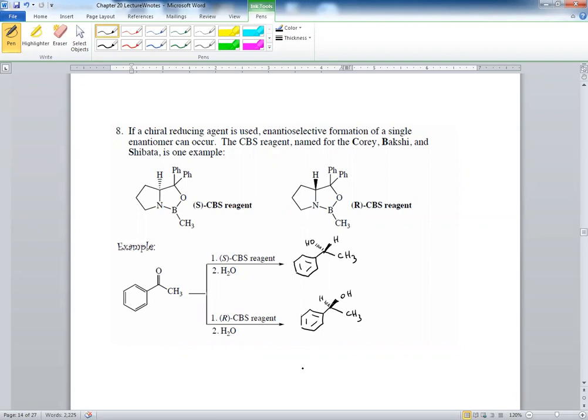Now, what should be emphasized is that the S-CBS reagent doesn't necessarily get you the S enantiomer, or the R-CBS reagent the R enantiomer. So you should not think of it like that. What you can do is if you use them separately, then you can ensure that one of them will get you the S and the other one will get you the R. There are just many, many factors going in here, depending on what substance you're using, and of course the size of these groups. But this ensures that you get 99% of a pure enantiomer for the product.